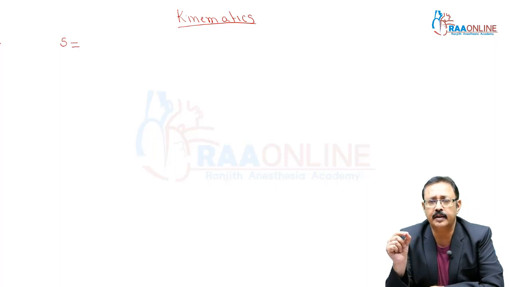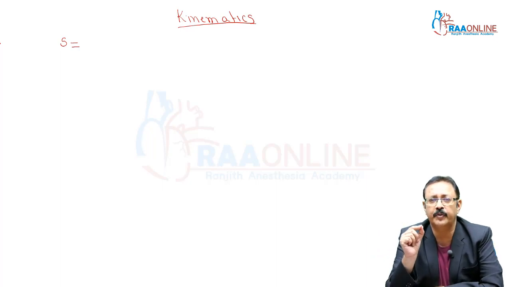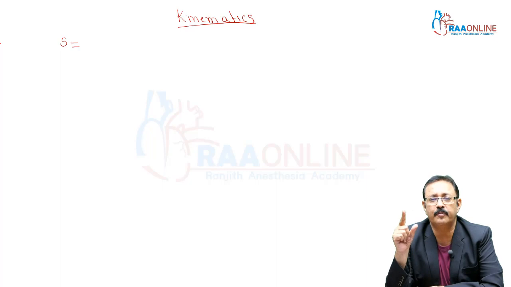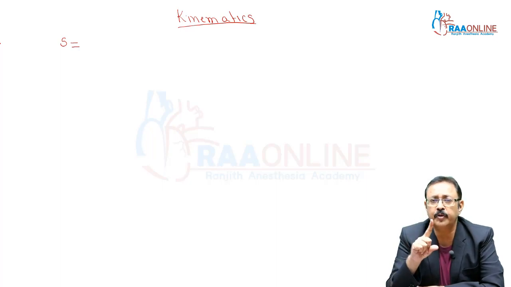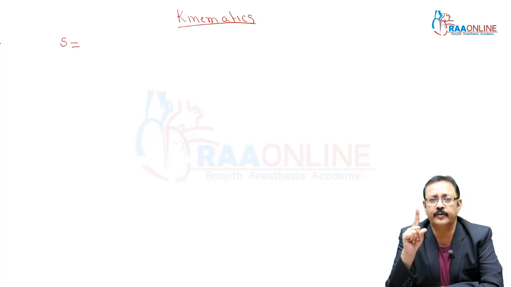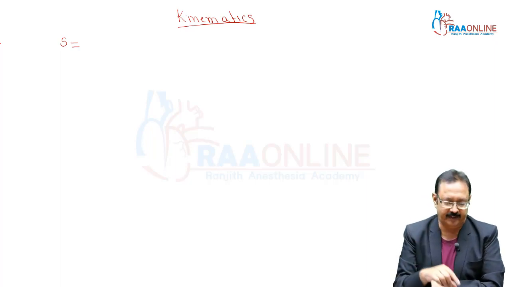Equations of motion are given by... if 4 scientists are there and one has the name of Newton, mostly students go for that. They are confusing this with laws of motion. Laws of motion were given by Newton, not equations of motion. Equations of motion were given by Galileo. Remember, by Galileo, not by Newton.